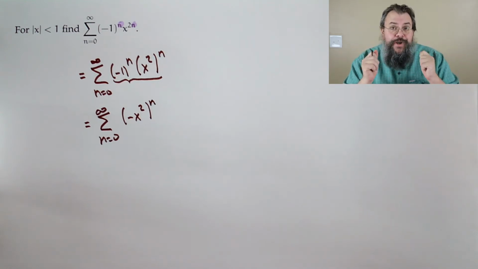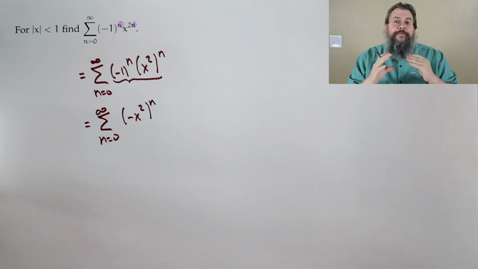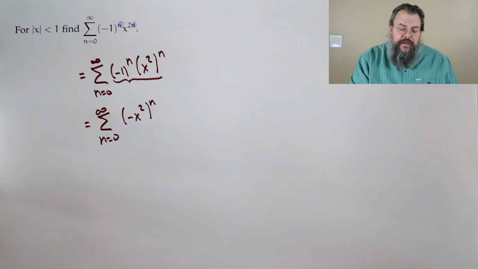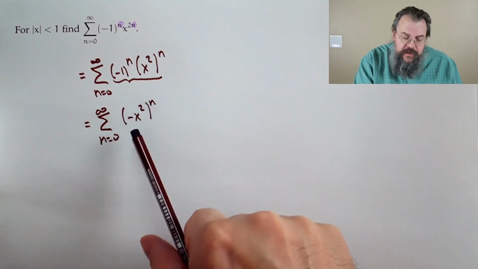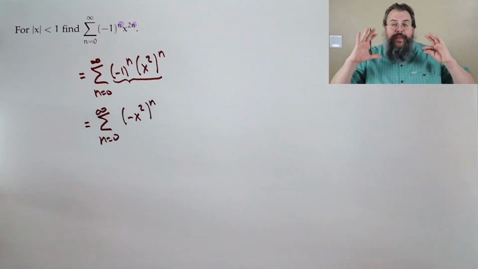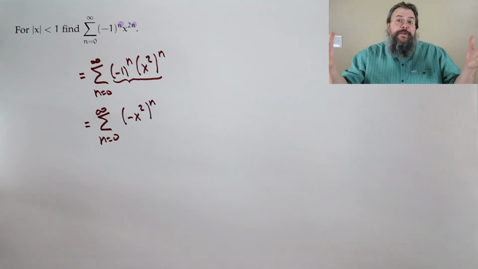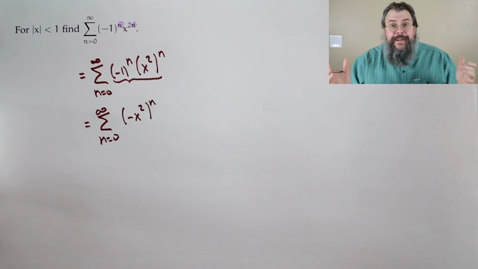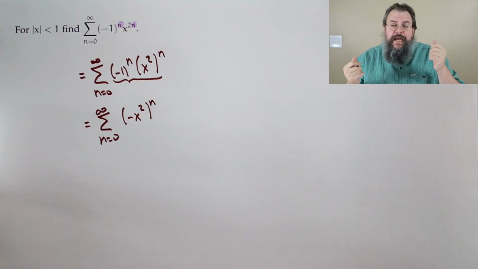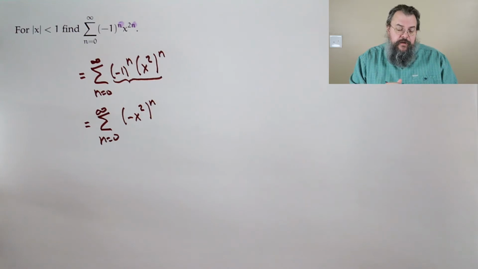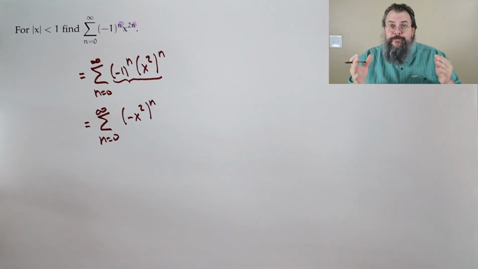Now we're perfect. I have something geometric because it's something to the n. Think of it again, even though it's minus x squared, it's still something to the n. If I chose x, then I have a number there. So right now I'm thinking of it as a number. Okay, now, can we apply our formula?